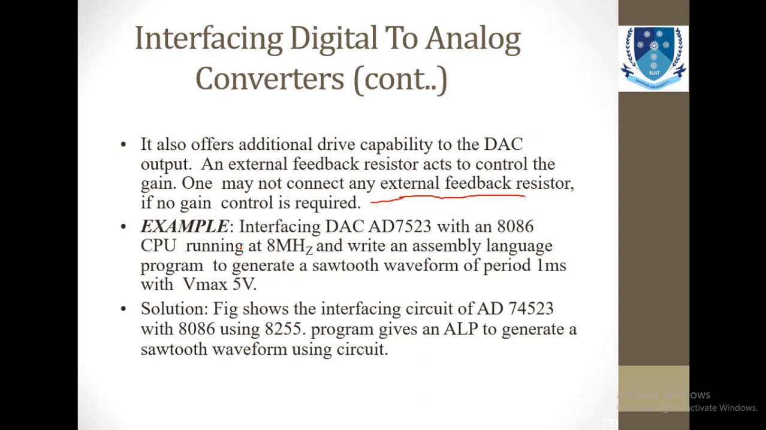Let's talk about an example. In this example, it has asked us to interface this DAC AD7523 with the 8086 CPU running at 8 MHz, and we have to write an assembly language program to generate a sawtooth waveform of a period of 1 millisecond with a maximum of 5 volts. So you already know about this DAC 7523, you know about this 8086, you know about the ALP as well, you do not know about the sawtooth.